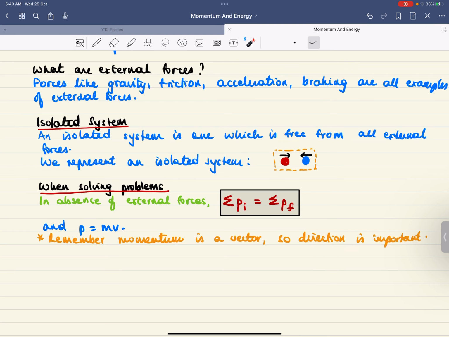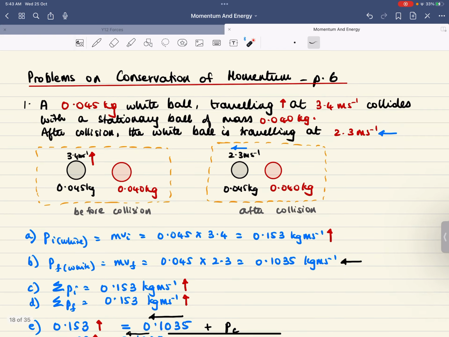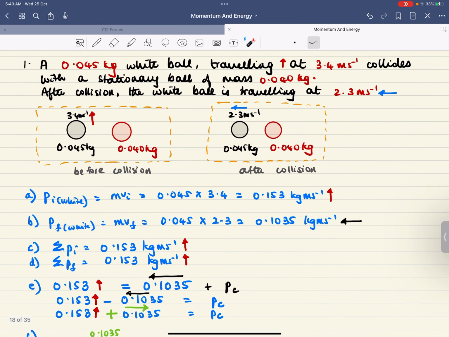So here are some problems on conservation of momentum, which you might like to take a look at. Try it out for yourself first, and then look at the solution.